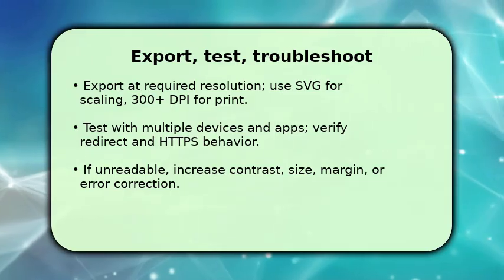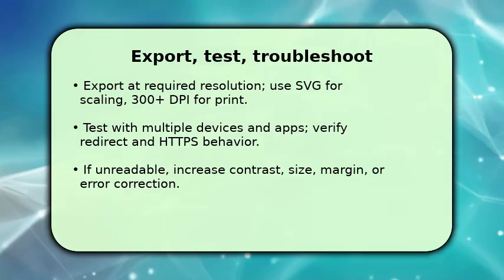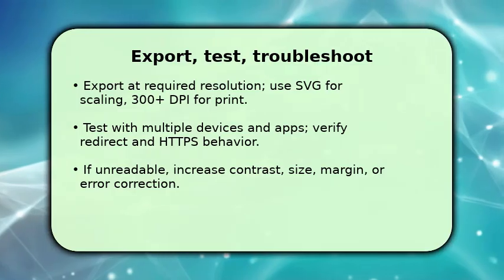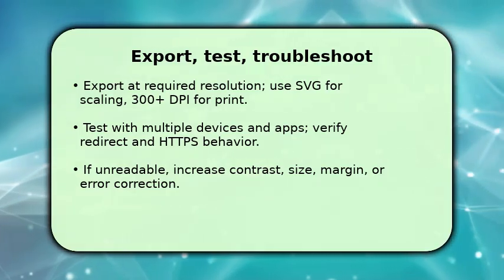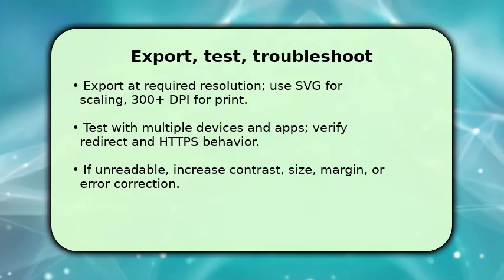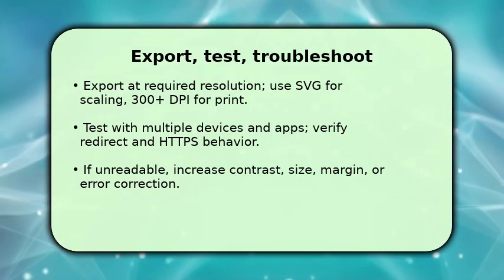If scans fail or parts are cut off, make sure the quiet zone is intact. Increase image size or error correction, and revert custom colors to high contrast. Those fixes usually resolve the most common problems.